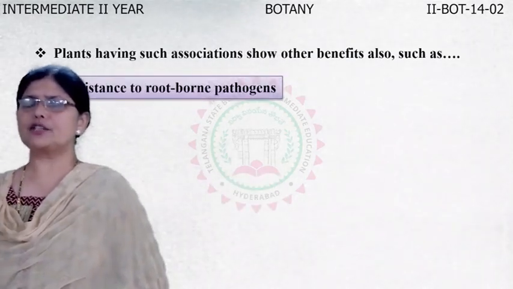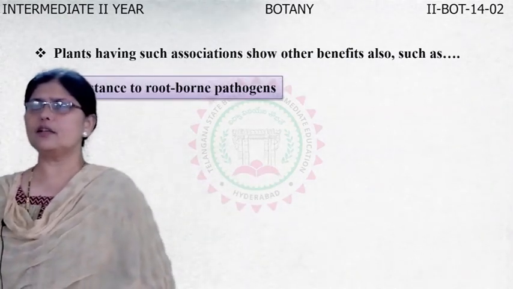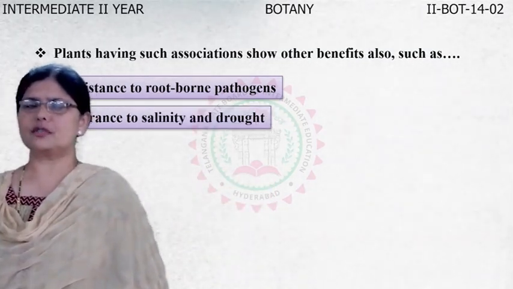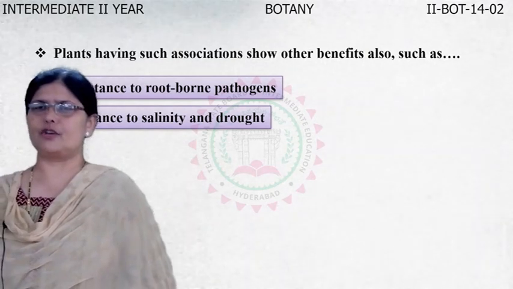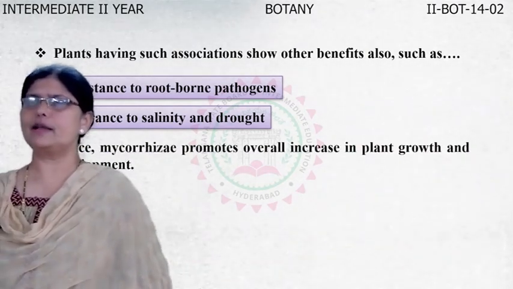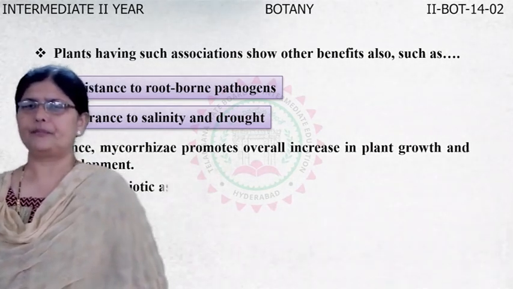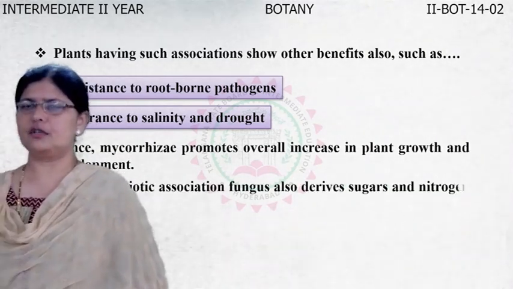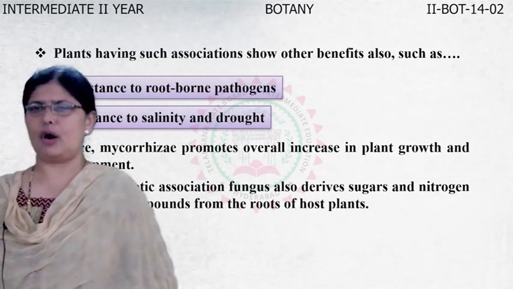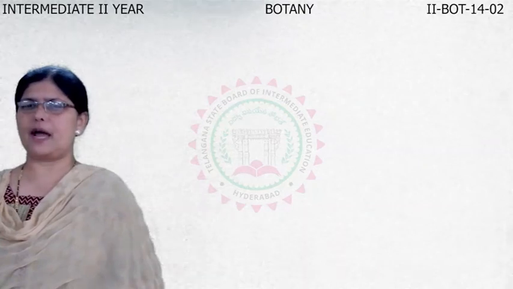Plants having such associations show other benefits also such as resistance to root-borne pathogens, tolerance to salinity and drought. Hence, mycorrhizae promotes overall increase in plant growth and development. In this symbiotic association, the fungus also derives sugars and nitrogen-containing compounds from the roots of host plants.